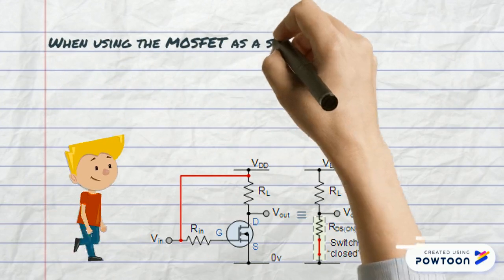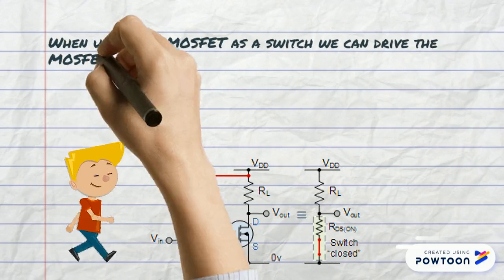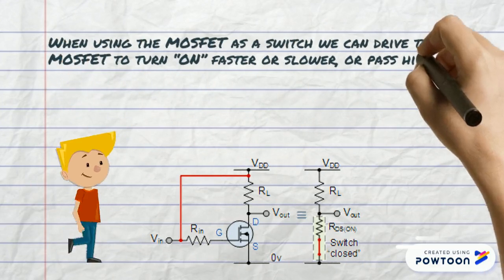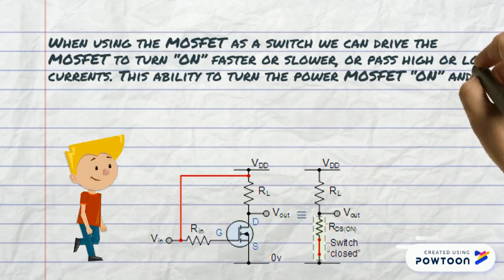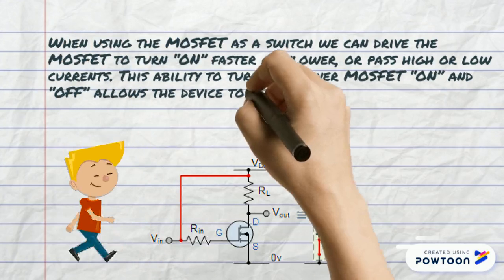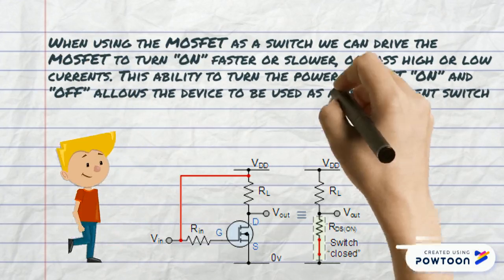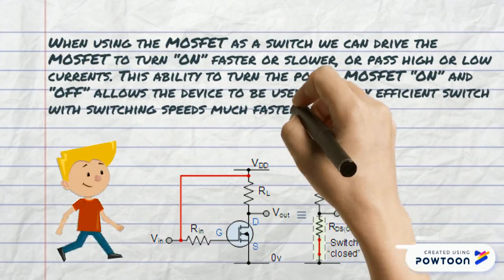When using MOSFET as a switch, we can drive MOSFET to turn on faster or slower, or pass high or low current. The ability to turn MOSFET on and off allows the device to be used as a very efficient switch with switching speed much faster than a standard bipolar junction transistor.